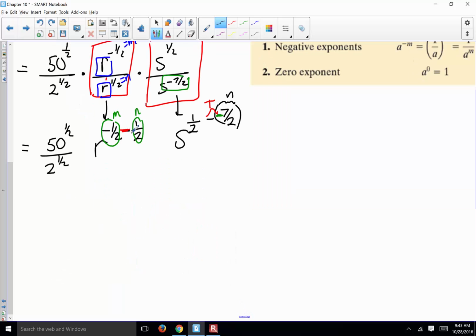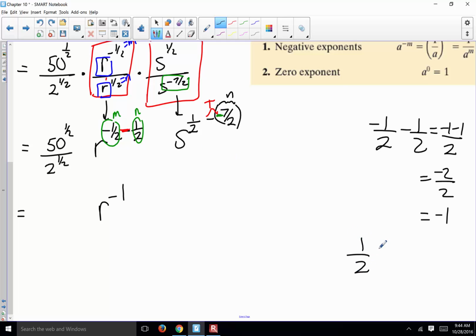Alright, what is minus 1 over 2 and minus 1 over 2? They have the same denominator, so a common denominator. It is negative 1. Minus half, another minus half. If you have negative halves, you have a negative whole, right? So it makes sense. How about this one? 1 over 2 plus 7 over 2 makes 8 over 2, which is 4. Half of 8 is 4.